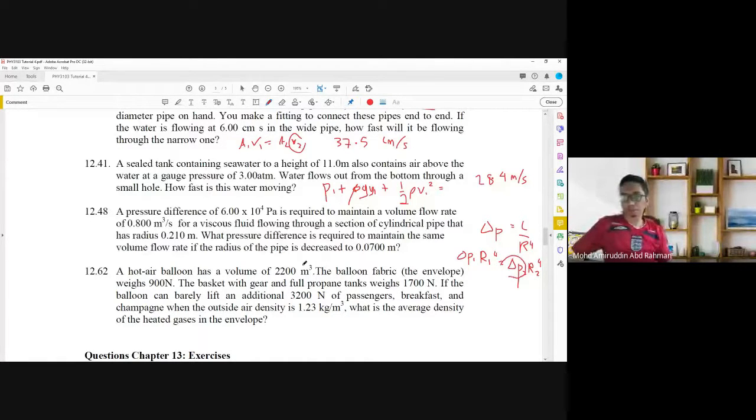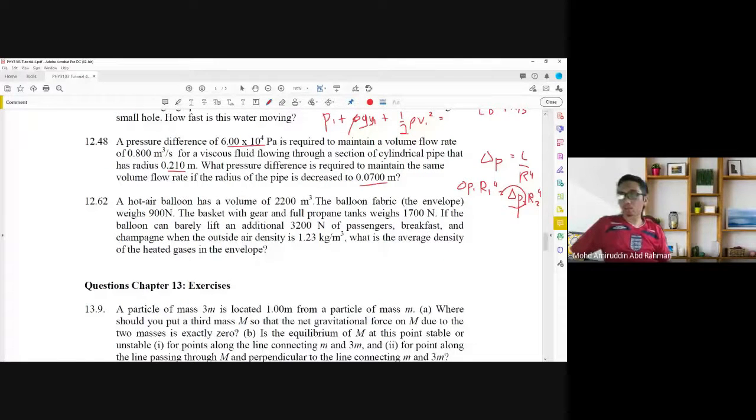R is given, right? So R2 will be 0.07 and R1 will be 0.21. And then the initial pressure is this one. So you obtain that delta P2 is 4.86 times 10 to the 6 Pascal. So that's for 12.48.